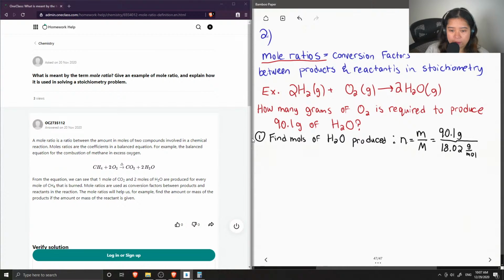So if you're not sure how we found the molar mass of water, it is 2 times the molar mass of hydrogen, which is 1.01, plus the molar mass of oxygen, which is around 16. And you can just find these values on the periodic table. So if we divide 90.1 grams by 18.02 grams per mole, we end up with 5 moles of water.